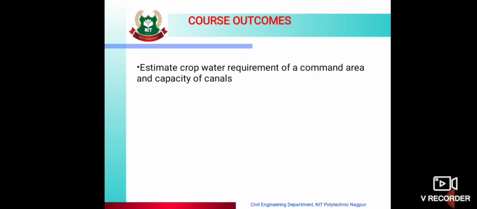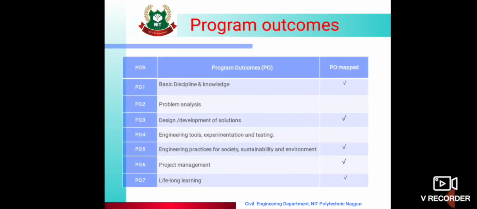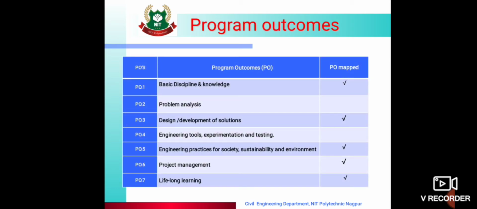Then course outcome: estimate crop water requirement of a command area and capacity of canal. Then unit outcome: calculate control levels for the given reservoir from the given data. Then program outcomes mapped here are: basic discipline and knowledge, design development of solution, engineering practices for society sustainability and environment, project management, lifelong learning.